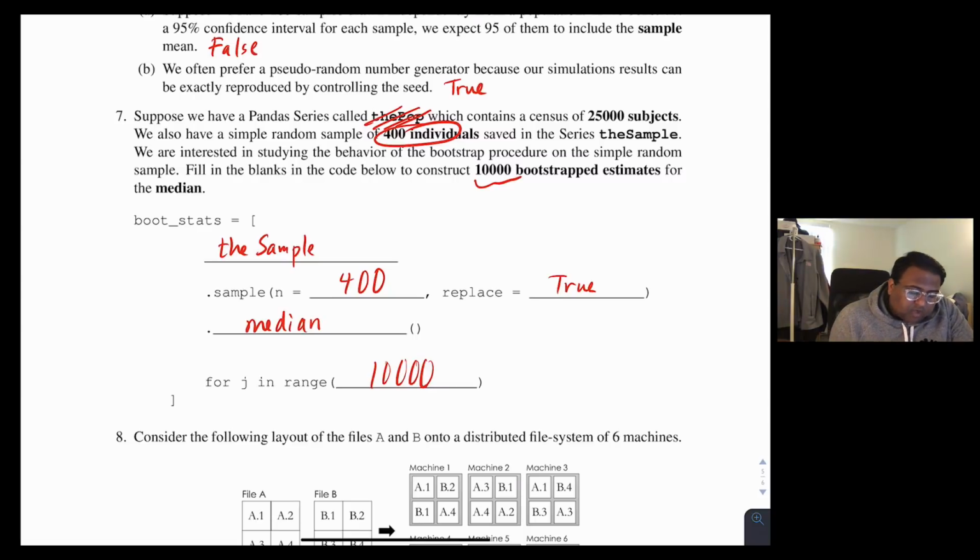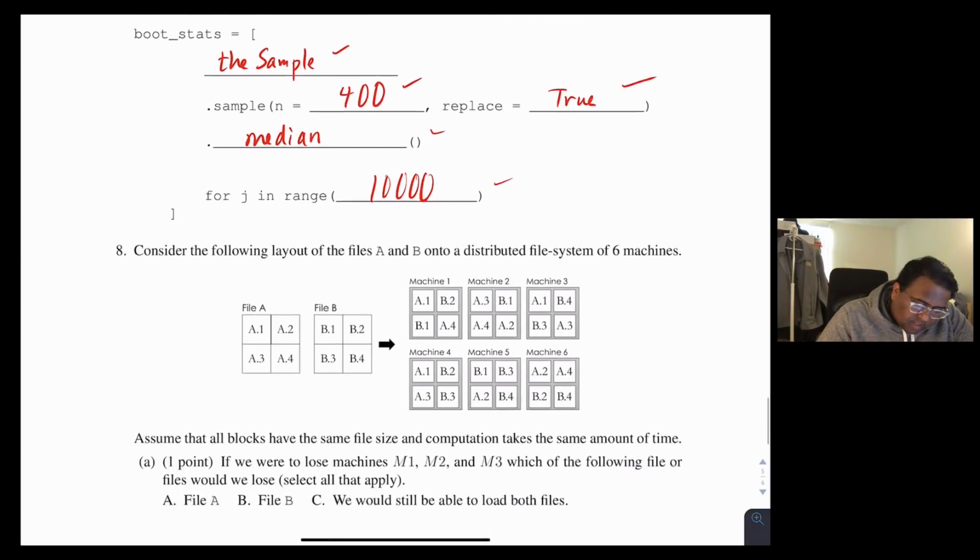So to repeat, what we're doing is we're starting off with our sample, resampling from it 400 times with replacement, and computing a median. So we do that once, and then we repeat that 10,000 times. Then we'll have 10,000 different medians, one for each resample, and we'll compute a confidence interval with that, or do whatever else we want to do. Okay, so that's number 7.